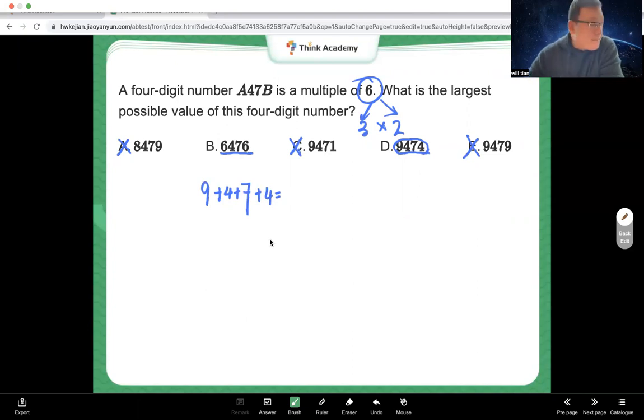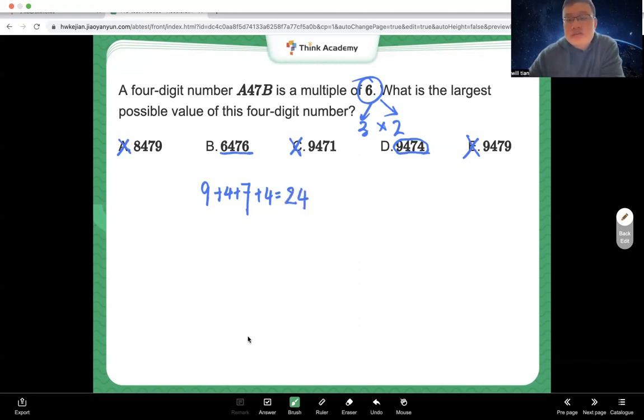$25. What number? 25? 24. D4. Yeah, guys, it's 24.